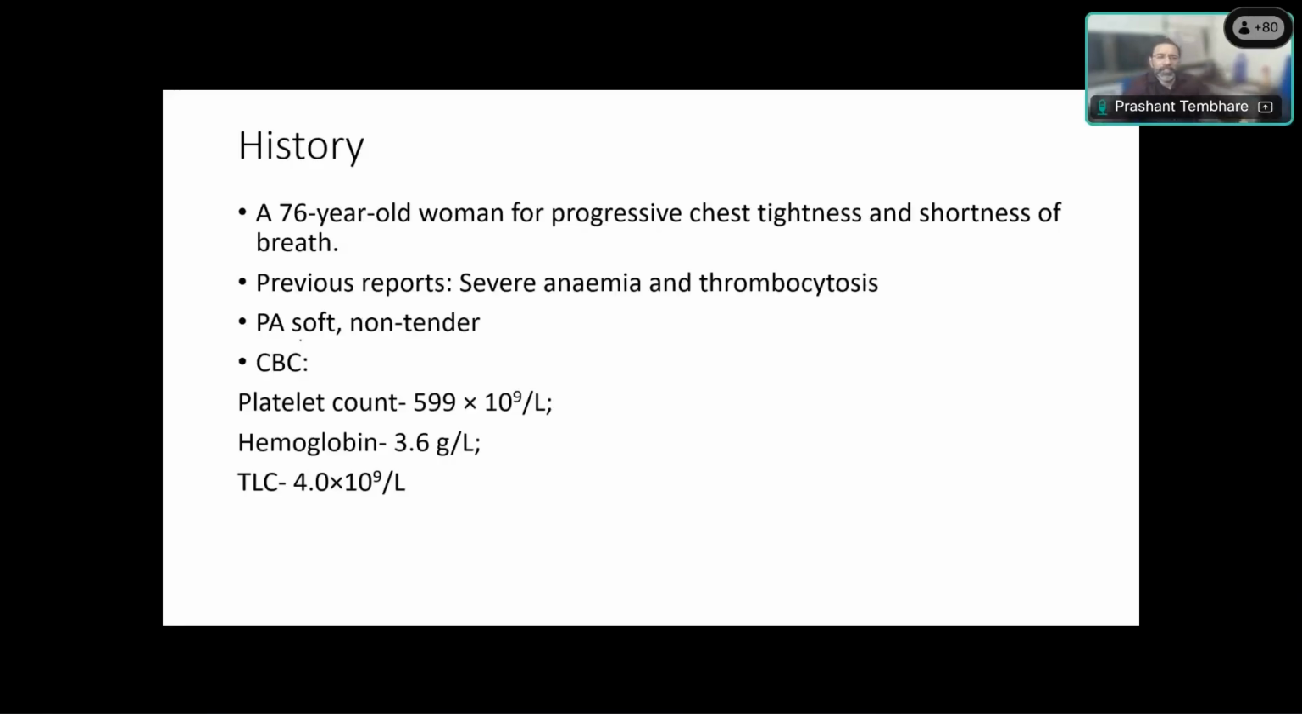Okay, next case. A 76-year-old woman with progressive chest tightness, which means anemia. The patient had thrombocytosis but severe anemia. The hemoglobin was 3.6, and even the TLC was low. So bicytopenia is there.